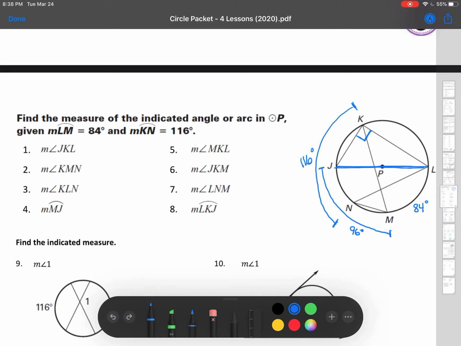Angle JKL, we kind of just did that one, didn't we? It opens up to half the circle, so it's a 90-degree angle, 180 divided by 2.